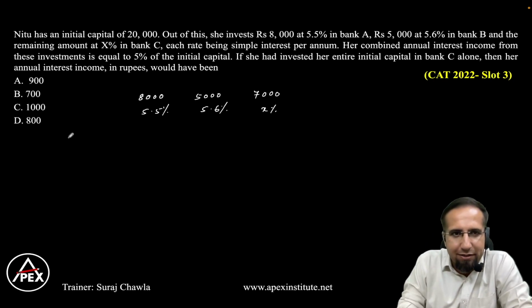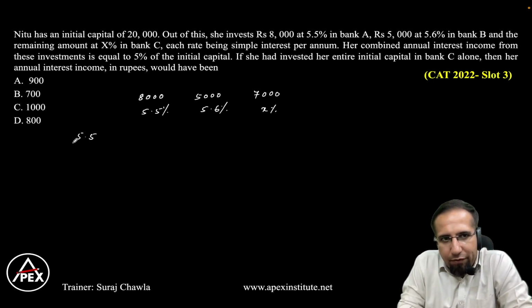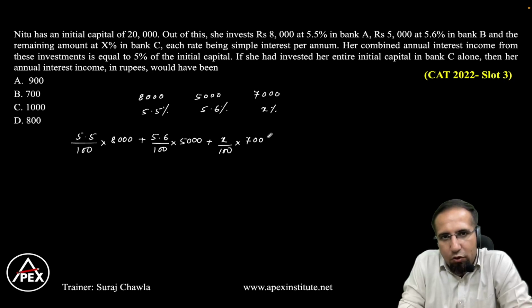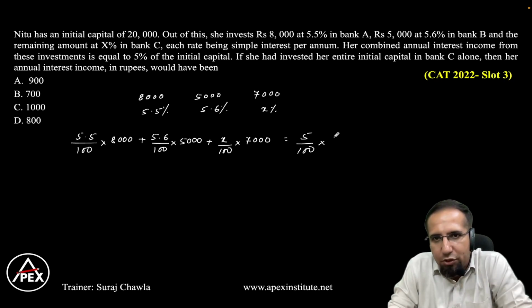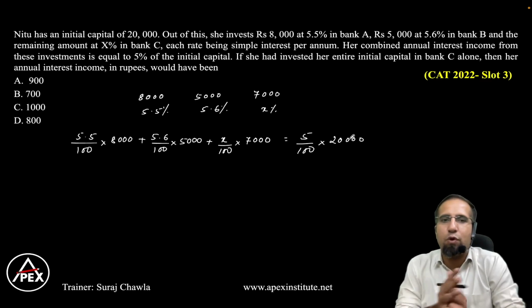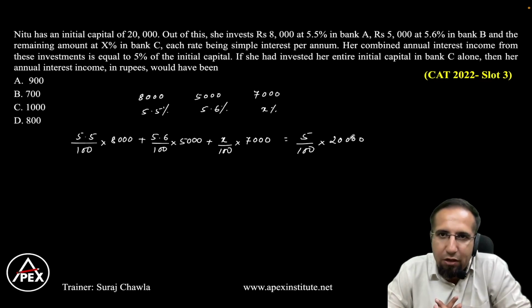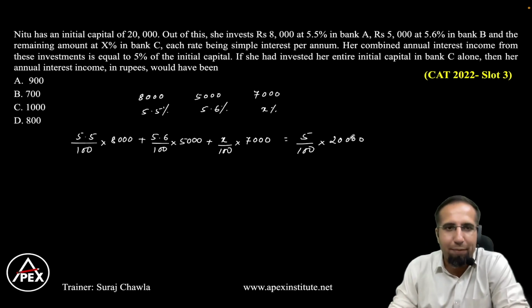So it's a very simple question here, guys. So we can look at this as 5.5 percent of 8,000 plus 5.6 percent of 5,000 plus x percent of 7,000 is the total interest earned, and as per the question this is equal to 5 percent of the initial capital, and the initial capital was how much? 20,000 rupees. This is what we are simply calculating because it's only for 1 year, right? So what is the question asking us? Then if she had invested the entire, okay, we'll come back to that later.